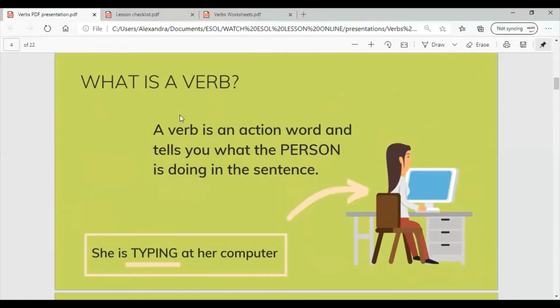If a verb is an action word and tells you what a person is doing in a sentence, we will look at this picture of a girl at her computer, and we've got a sentence about her. She is typing at her computer. If we're looking for the verb, it tells us what the person or thing is doing. So what is she doing? She is typing at her computer. So typing is our verb because it's the action that she is taking. It is what she is doing. That's how we can find the verb in our sentence.